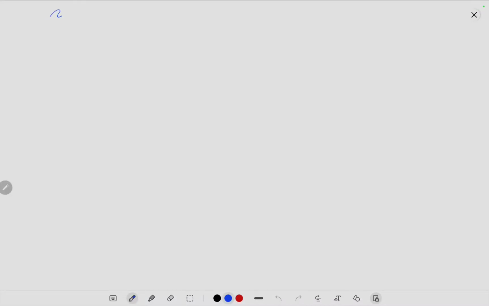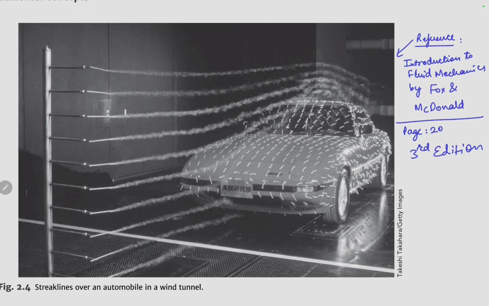The next topic that we have is flow visualization. So let's take this example. This is an example from this book, Fox and McDonald. This is an example of a flow pattern for flow around a car mounted in a wind tunnel.